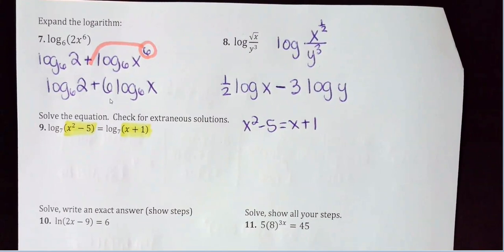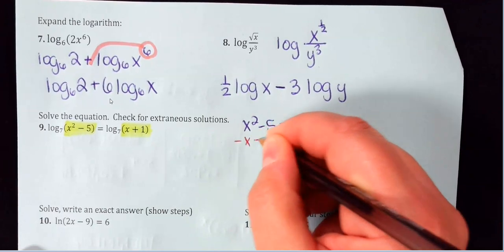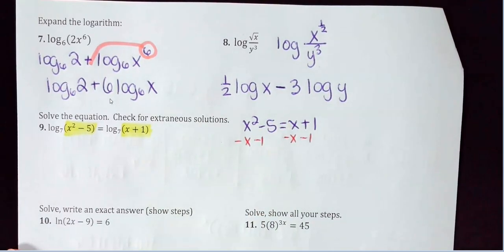Okay, now what's going to happen here? We're going to end up with a quadratic because I have an x squared and an x, and nothing's going to cancel either one of those terms. So what I would do is set this equal to 0. I'm going to subtract x and subtract 1 on the other side. I'm going to try and keep my squared term positive.